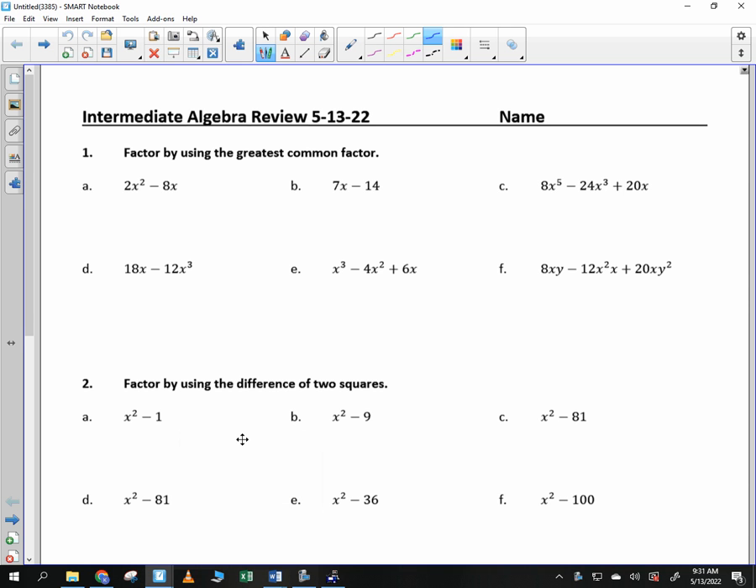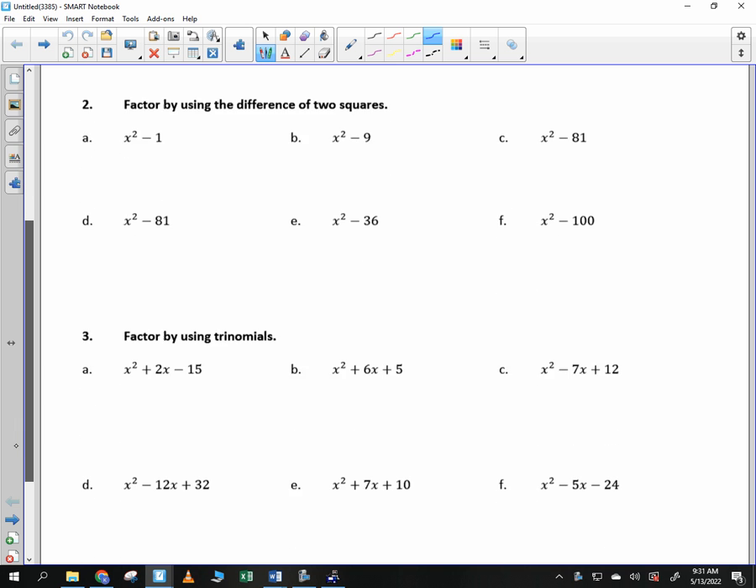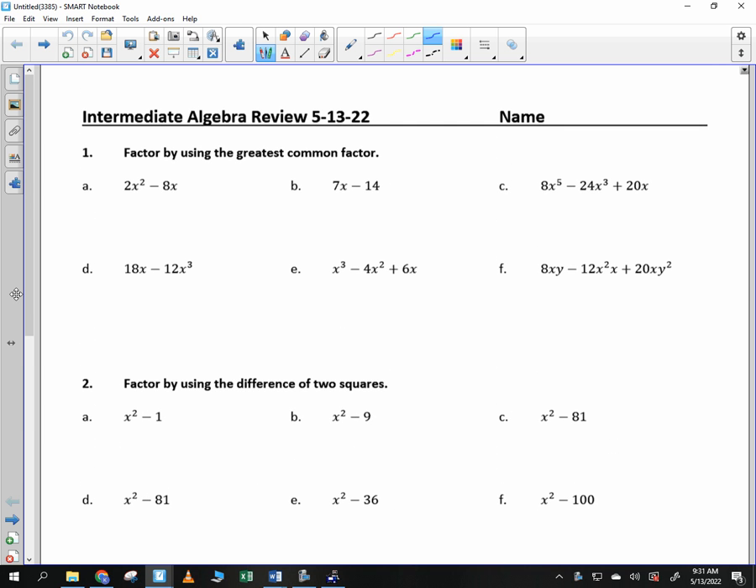Okay, intermediate algebra, just wanted to add a small section of review to what you had. And we're just going to do some factoring problems. So I'm going to do half of them with you, and then you'll do the other half on your own. You can just staple this to the sheet that you had yesterday.